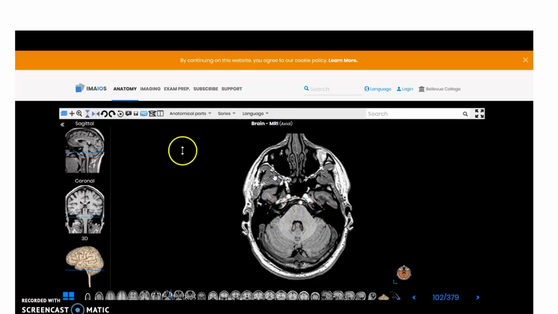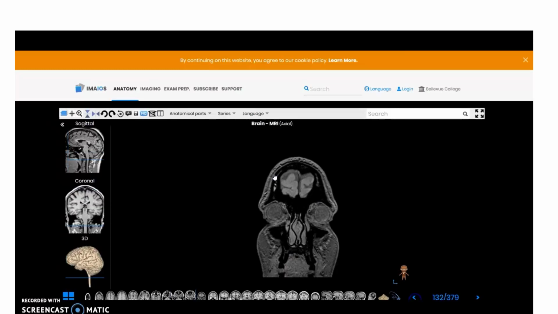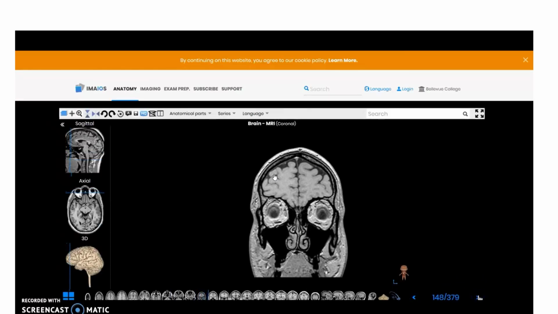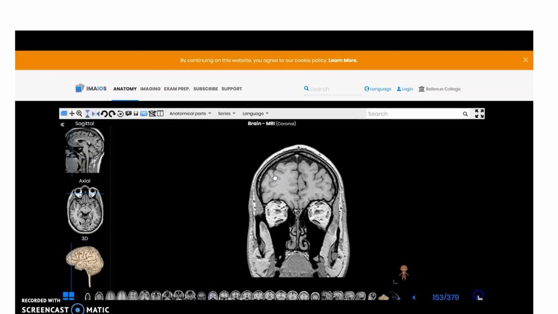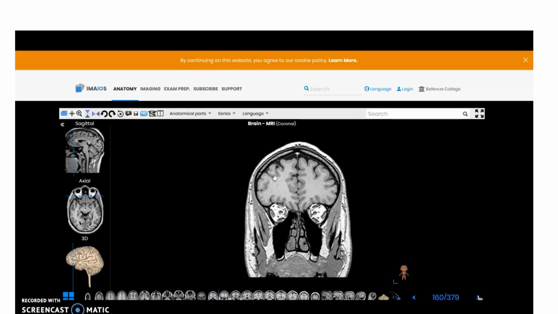So now I'm going to go into the coronal view and just show you very quickly the 7th and 8th nerves. I want to take a look a little bit too. After we go past the globe of the eye, then you can see the optic nerve as it travels most posteriorly. And we get into something called chemical shift here.